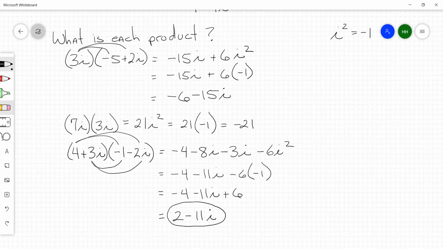You just have to remember this right here, that your i squared is equal to -1. So when you get to the step in the problem where you've got an i squared, which is right here, replace it with a -1. And then just continue to do your math.